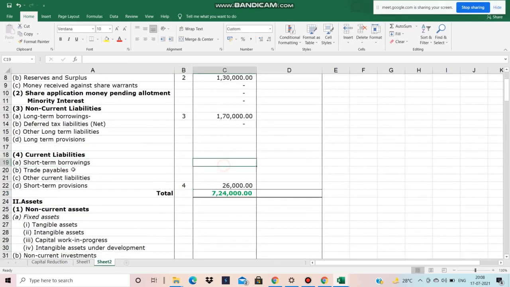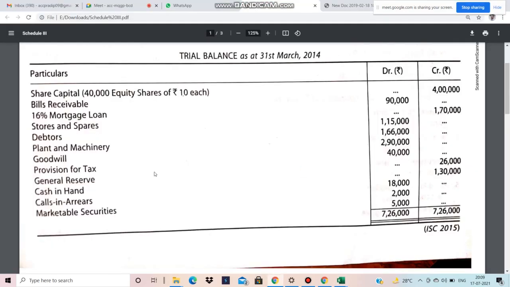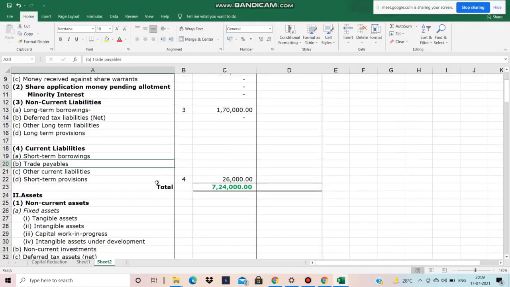There is no short term borrowing, there is no trade payable. Trade payable comes under the current liabilities. So trade payable means the sundry creditors, bills payable. Other current liabilities mean outstanding expenses. So nothing is there. This is a very small sum. Now move to the asset side.